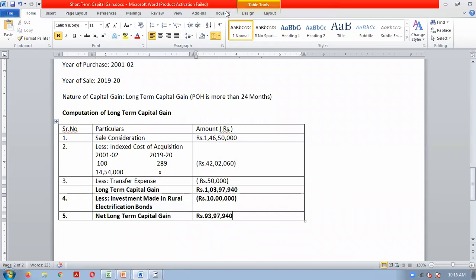Okay, so for today we are stopping here. We have completed this illustration on capital gain, and also understood the deductions available in capital gains. Further, we will continue in the next class.